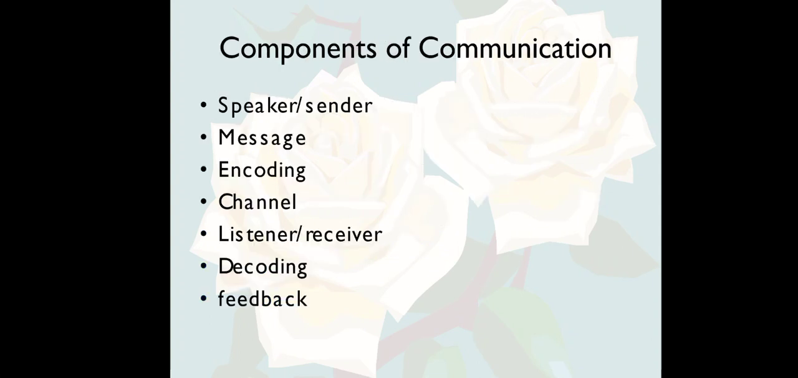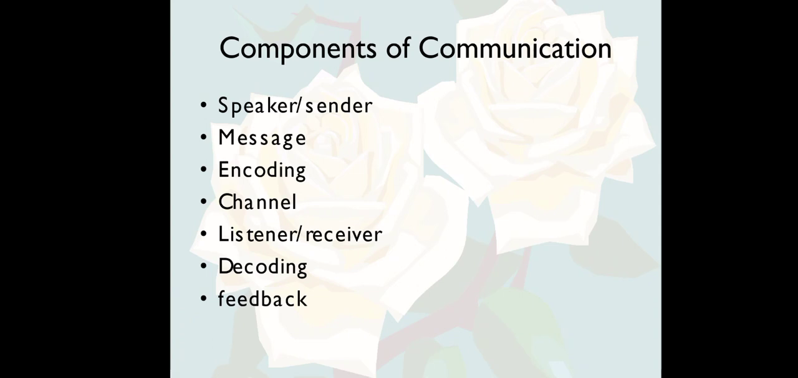Now, let us discuss the components or the elements of communication. Generally, there are 7 elements in the process of communication. The first is the speaker or the sender, the one who speaks or sends the message. The next is the message. Then the third element is encoding. Encoding is the process of converting thoughts into words or actions.